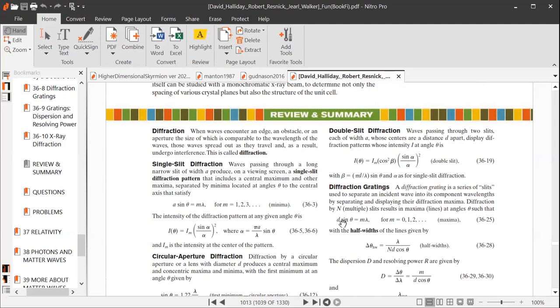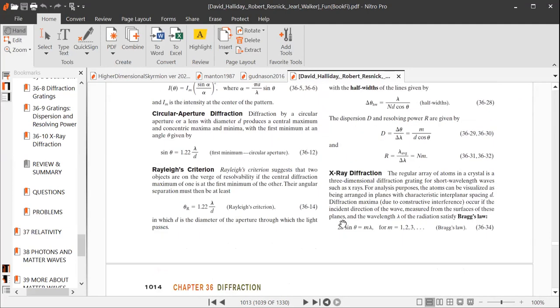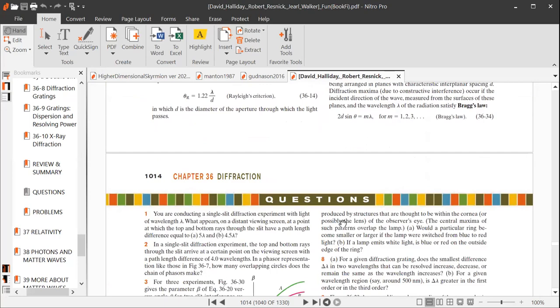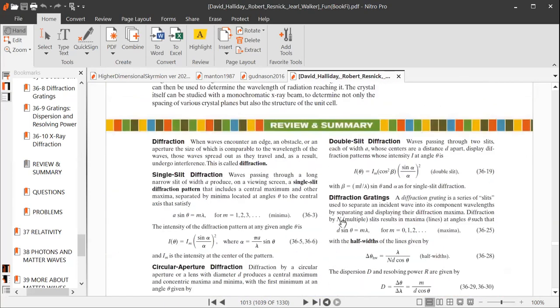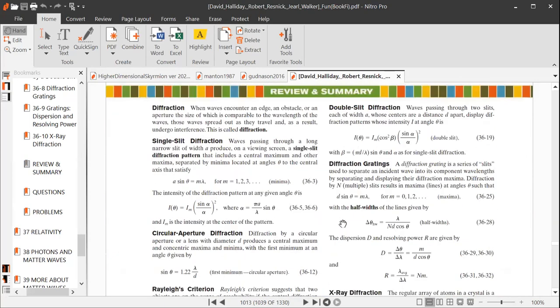This is about diffraction. Is there any question about this? Any question?